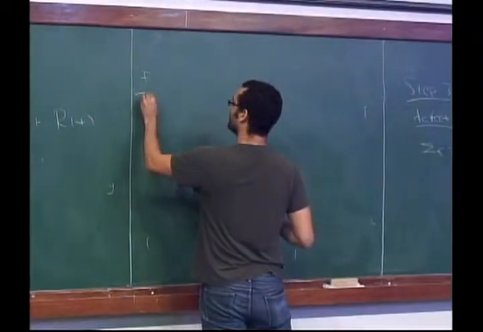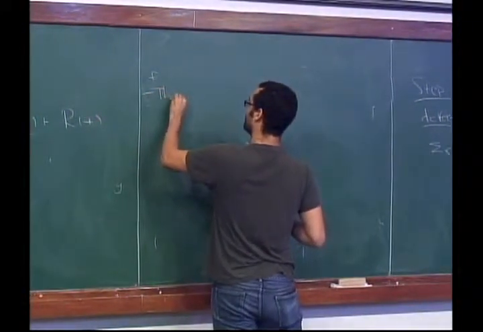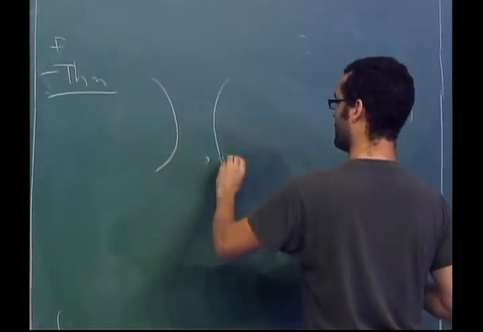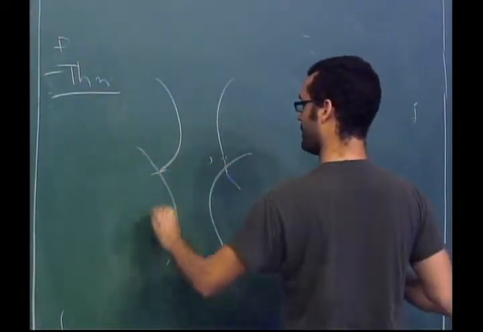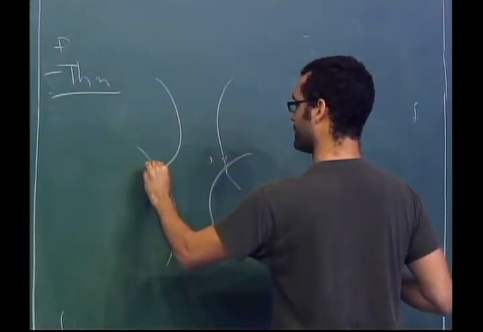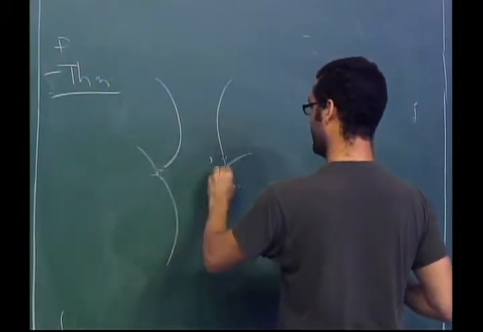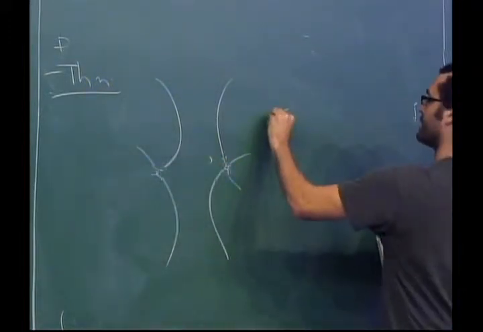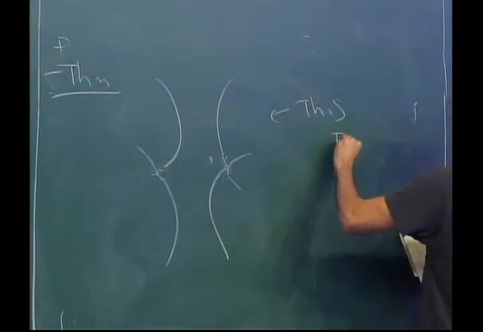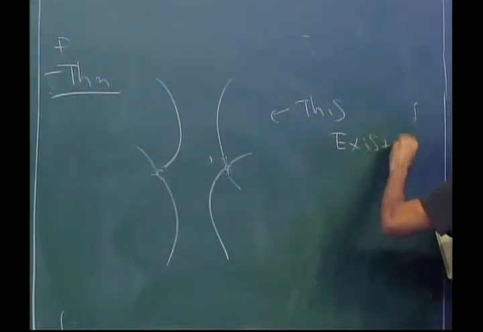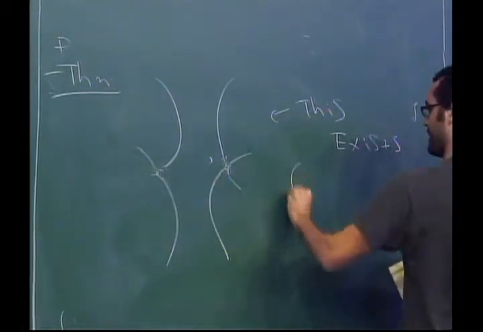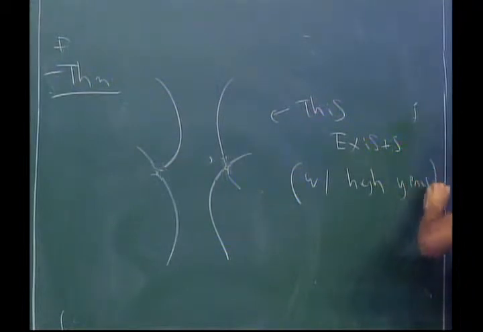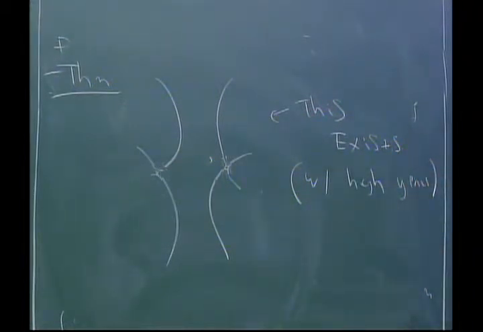So the result is, let me write it as a theorem and just draw a picture. If I remove this guy and this guy right here, then the theorem is that this guy exists, as long as the genus is high. Okay, so that's the simplest possible case of this stuff, right?